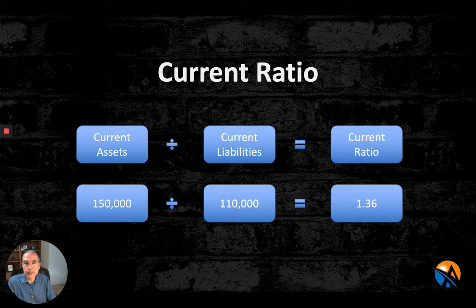The example is if you take 150,000 and you divide it by 110,000, so 150,000 being your current assets and 110,000 being your current liabilities, that would mean that you have a current ratio of 1.36. And we'll get into a little bit later whether 1.36 is a good or bad ratio. But in general, you want your current ratio to be definitely above 1. Because if it's below 1, that means that you have more obligations that you need to pay over the next 12 months than you have the ability to generate cash from your current assets.